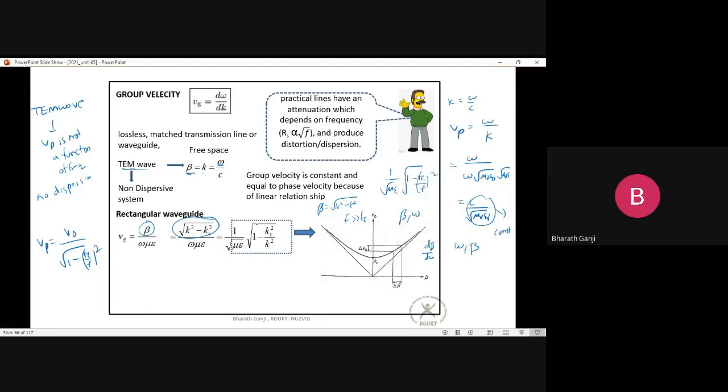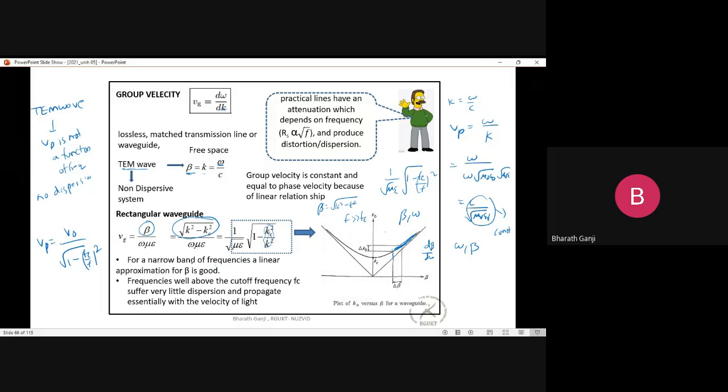ఎందుకంటే వెన్ ఐ మేక్ ఎఫ్ వెరీ మచ్ గ్రేటర్ దాన్ ఎఫ్సి, దిస్ బికమ్స్ ఎ స్మాల్ నెంబర్, దిస్ బికమ్స్ నెగ్లిజెంట్, అండ్ ద గ్రూప్ వెలాసిటీ విల్ బికమ్ ఆల్మోస్ట్ కాన్స్టెంట్. అంటే ఈ హయ్యర్ ఫ్రీక్వెన్సీ రేంజెస్లో, అంటే ఈ ప్లాట్ రీజన్లో గ్రూప్ వెలాసిటీ ఆల్మోస్ట్ కాన్స్టెంట్ అవుతుంది, ఇట్ విల్ నాట్ చేంజ్ విత్ ఫ్రీక్వెన్సీ. సో వేవ్ గైడ్స్ ఆపరేట్ చేసేటప్పుడు వాట్ కెన్ ఐ సీ ఇస్ for a narrow band of frequencies a linear approximation for beta is good.